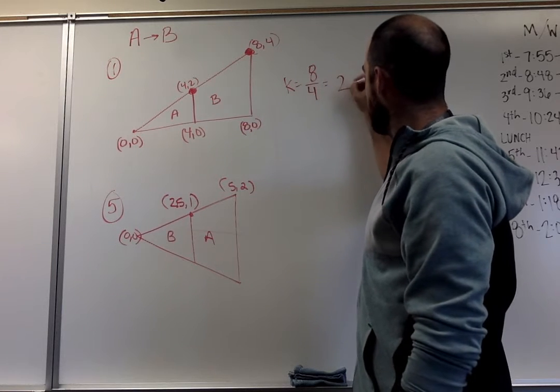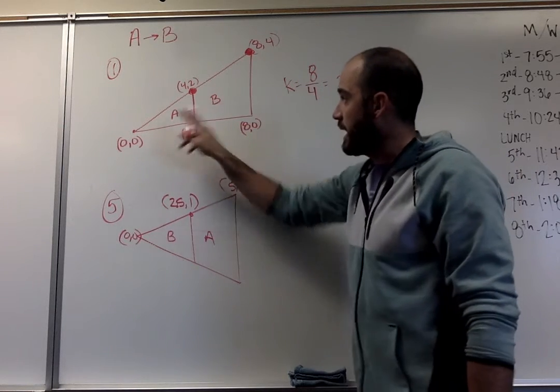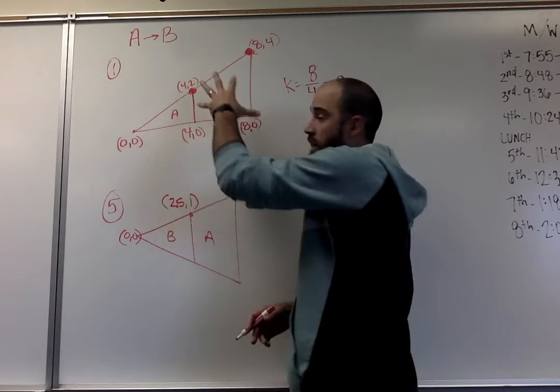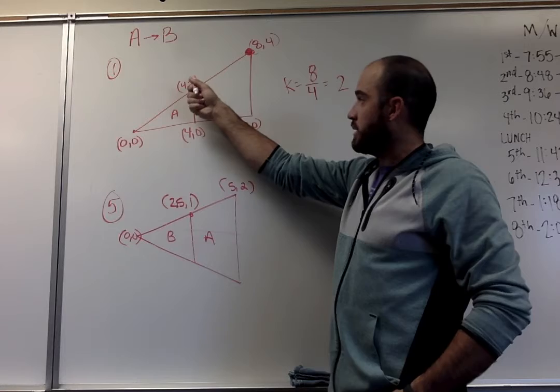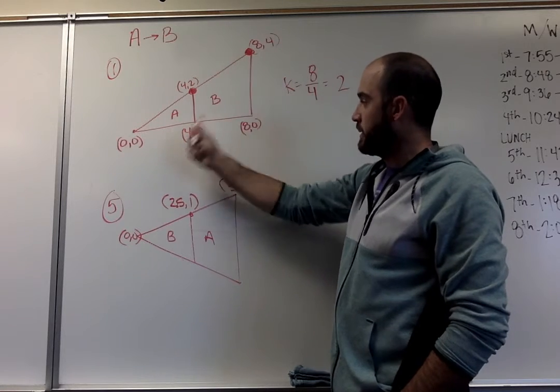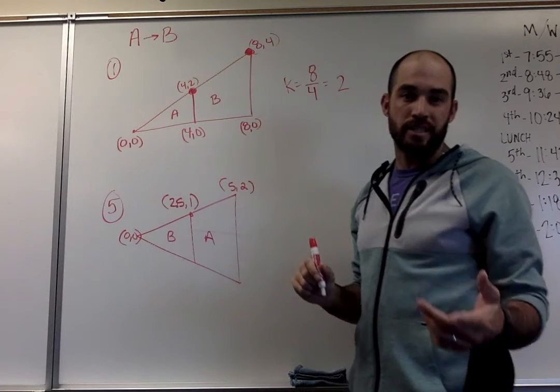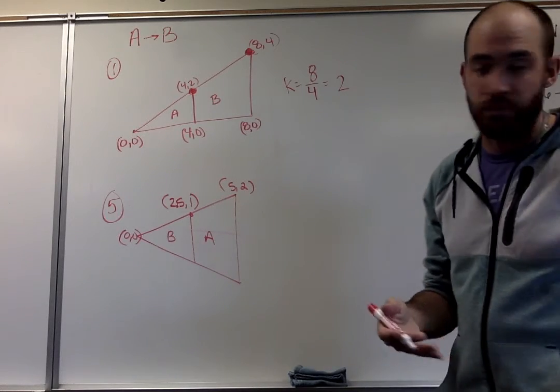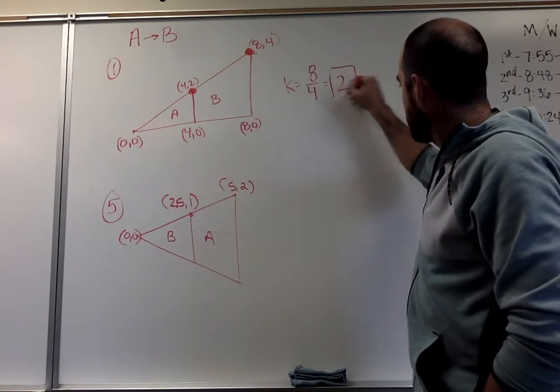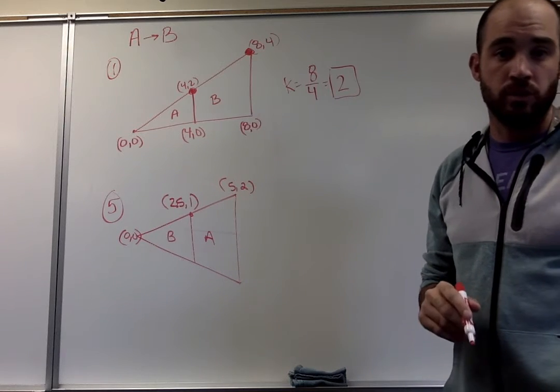8 divided by 4 gets me 2. So it's saying this thing is getting 2 times as large. You can check that by looking at your y values and saying, well, did I do 2 times 2? Does that get me 4? Yep. 4 times 2 gets me 8. It checks out. It has to work for every point. Otherwise, your scale factor is not actually your scale factor. So here, my answer is k equals 2.